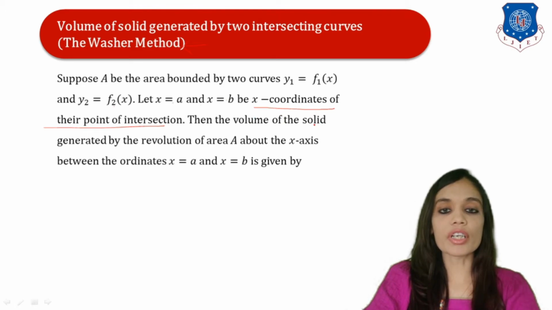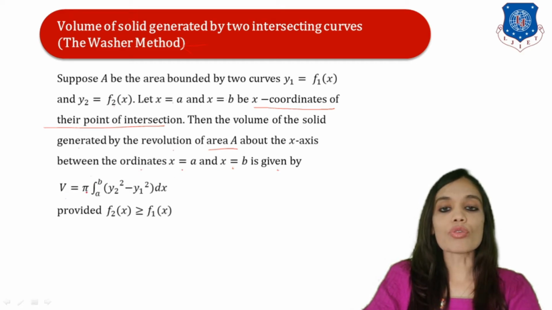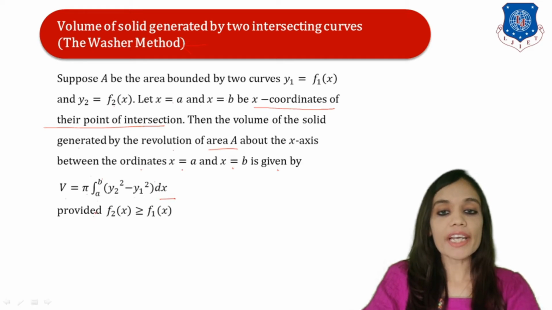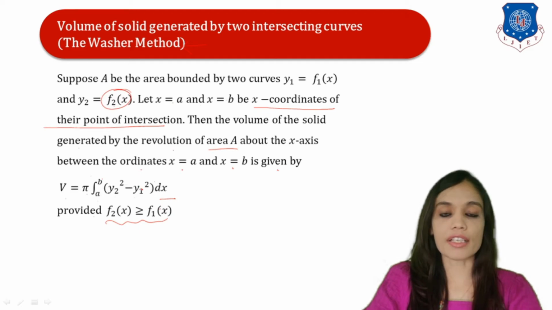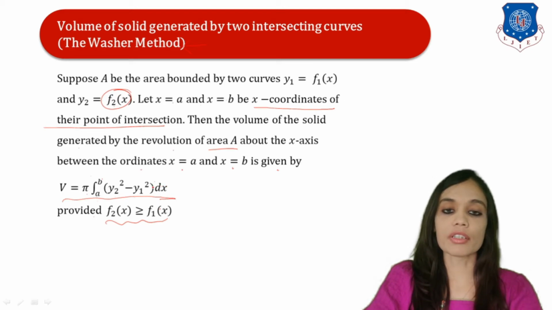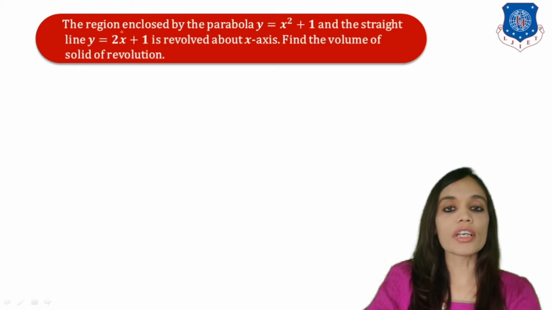Then the volume of the solid generated by the revolution of area A about the x-axis between the ordinates x equals a and x equals b is given by V equals pi times integration from a to b of y2 square minus y1 square dx, provided our second curve f2 of x should compulsorily be greater than or equal to f1 of x. So this is the formula to find volume using the washer method.